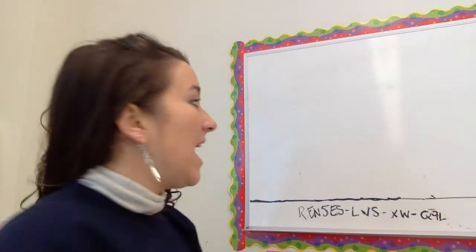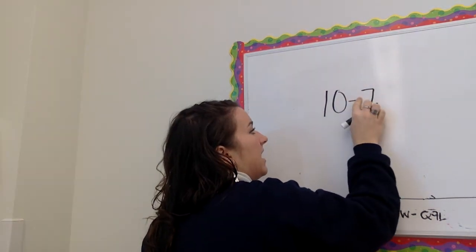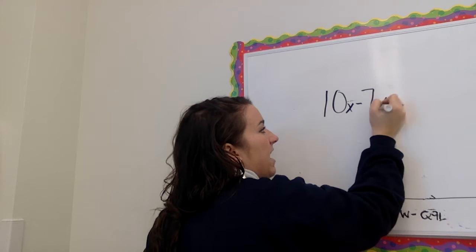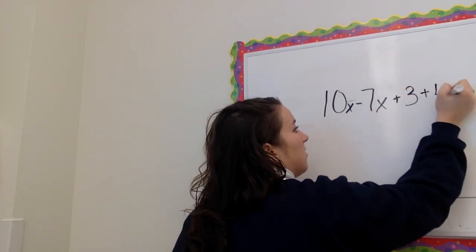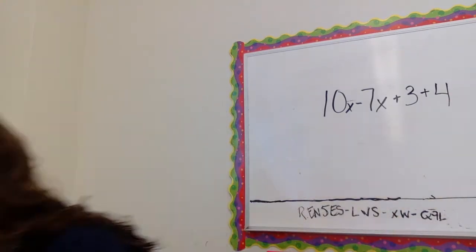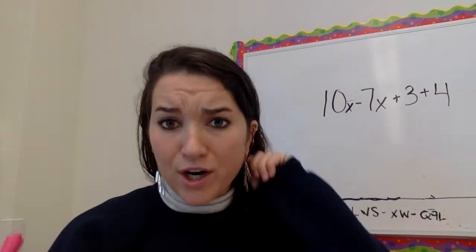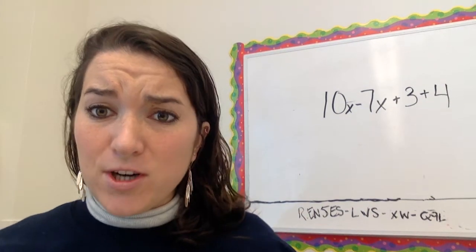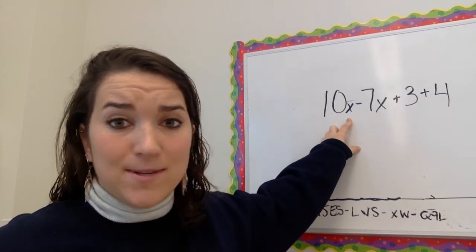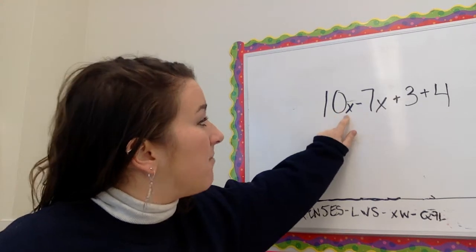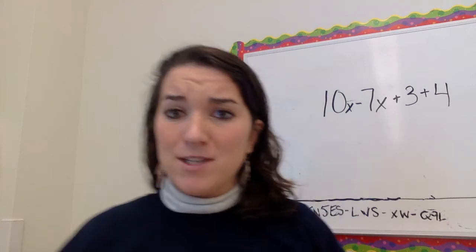So we have 10x minus 7x plus 3 plus 4. The first thing I'm going to do is look through this problem for the terms that are like terms. If they have the same variable without a power, they are like terms; if it was x squared, it wouldn't be a like term. But I also know that the sign in front of the term is very important as well.